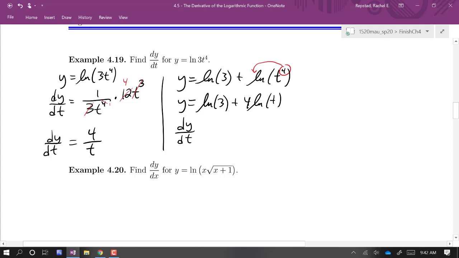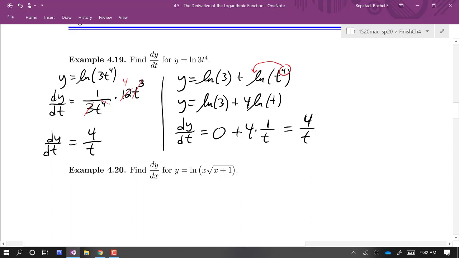Ln of 3 is a constant. It's whatever exponent I have to put on e to get 3. It is a constant. So when you take its derivative, that is 0. And then we have 4 times the derivative of ln t, which is 1 over t. The chain rule would have us just multiply by 1. And we get 4 over t.